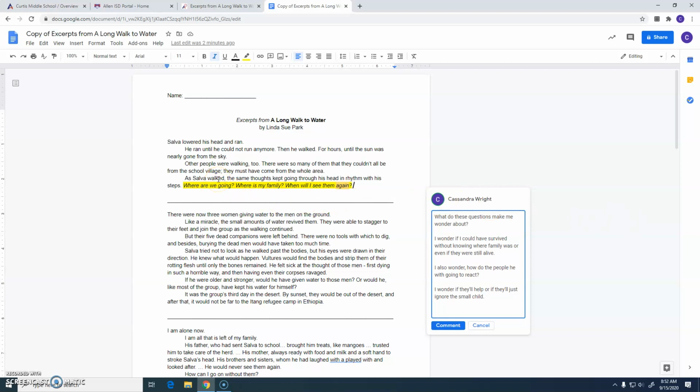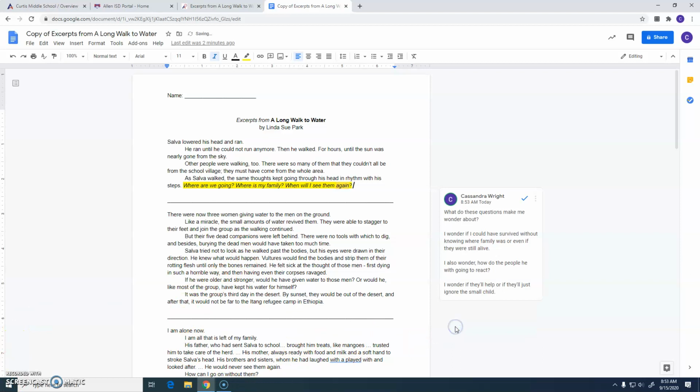Sure enough, there were now 3 women giving water to the men on the ground. Like a miracle, the small amounts of water revived them. They were able to stagger to their feet and join the group as the walking continued. But their 5 dead companions were left behind. There were no tools with which to dig, and besides, burying the dead men would have taken too much time.